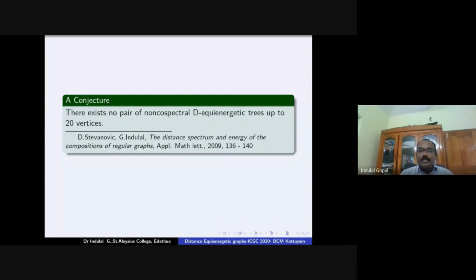I think with 5 minutes more, I would like to state a conjecture and two or three open problems in this area. In 2009, we conjectured in our paper "Distance Spectrum and Energy of the Composition of Regular Graphs," which appeared in Applied Mathematics Letters, that there exists no pair of non-cospectral D equi-energetic trees up to 20 vertices. We think that this conjecture is still open.